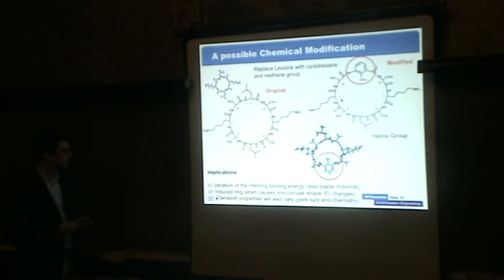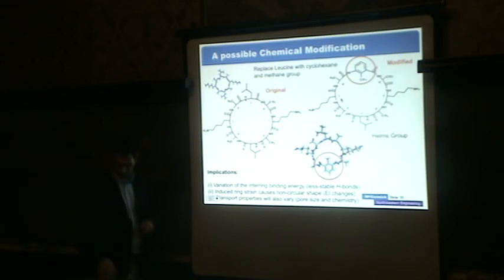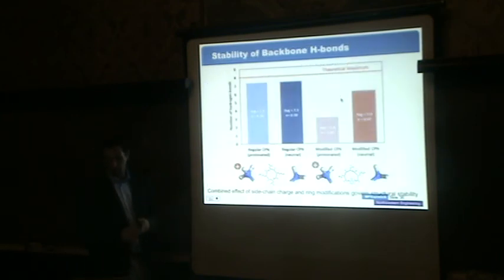The second thing is you induce a ring strain, which causes a non-circular shape. So the bending rigidity of the nanotube becomes irregular and different as well. And the third issue is, of course, we change the internal chemistry and the pore size. So the transport phenomena will also be quite different in the case of these nanotubes. The other thing to note is that this is extremely difficult to do with a carbon nanotube. You can't really easily change the internal chemical structure. So that's one of the key advantages of organic nanotubes.